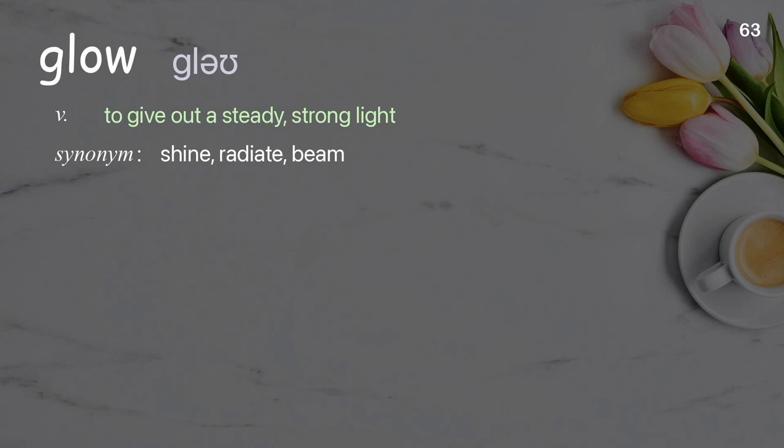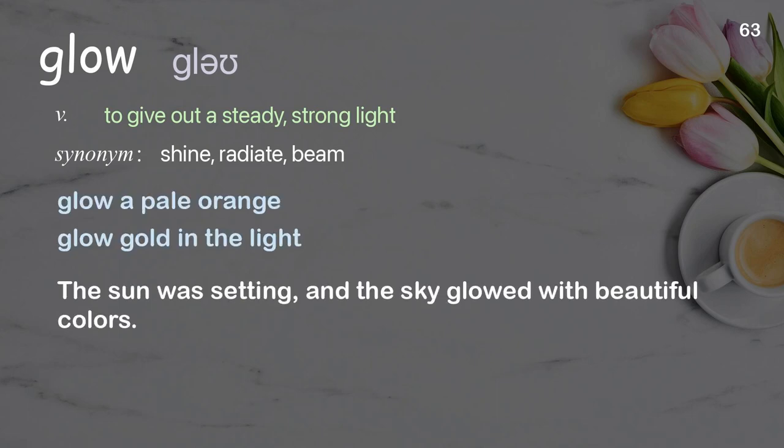Glow: to give out a steady, strong light. Examples: glow a pale orange, glow golden the light. The sun was setting, and the sky glowed with beautiful colors.